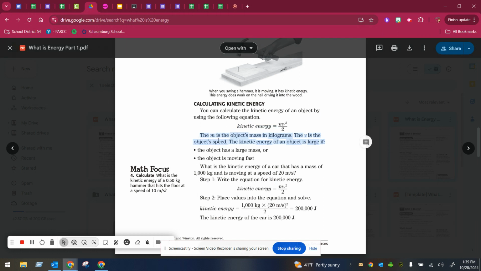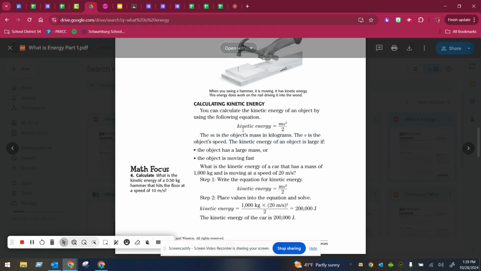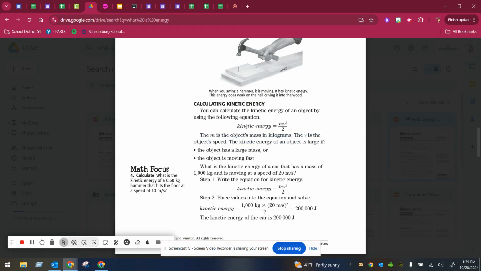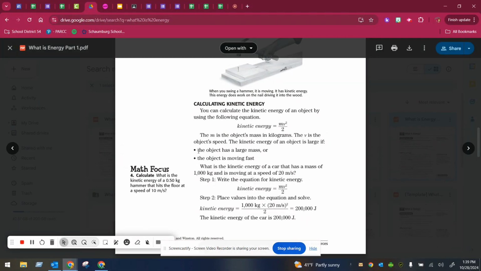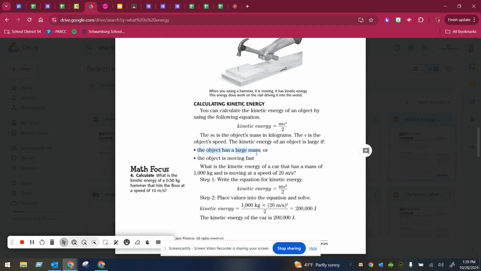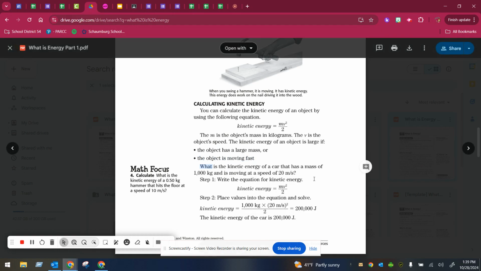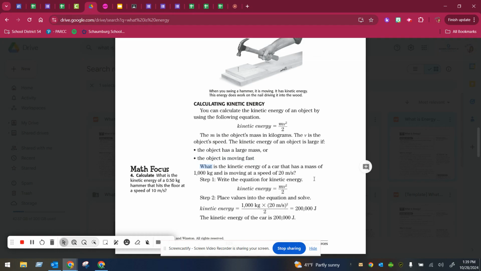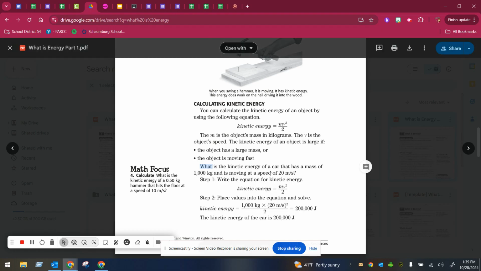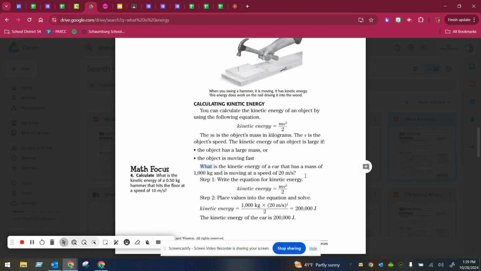The M is the object's mass in kilograms. The V is the object's speed. So the kinetic energy of an object is large if the object has a large mass or the object is moving fast. That's how you're going to get more kinetic energy. What is the kinetic energy of a car that has a mass of 1,000 kilograms and is moving at a speed of 20 meters per second?